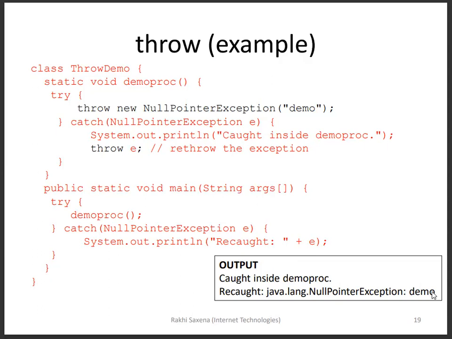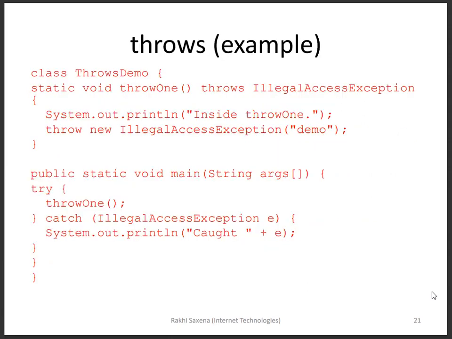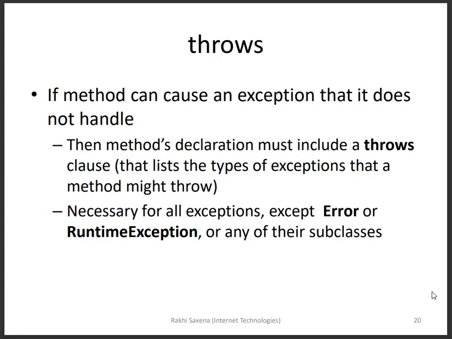If you want to explicitly handle exceptions, then we use the throw, whenever we want to explicitly throw an object. Then after that, throws is sometimes similar, but it is applicable to the whole method. Throw is limited to a particular statement only, but throws can be used for a particular function or method. If a method can cause an exception that it does not handle, then the method's declaration must include a throws clause.